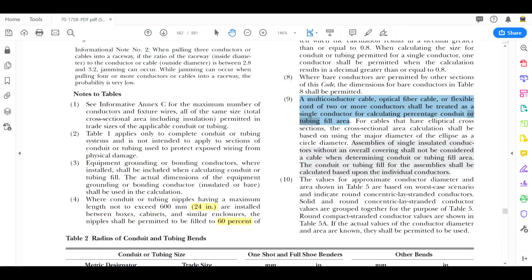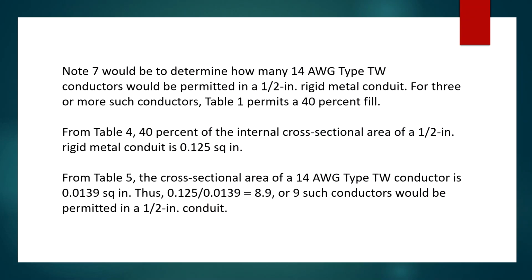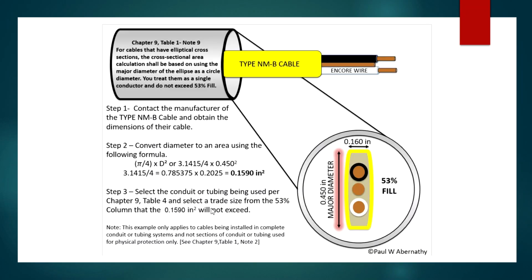Now, let's move on with that a little bit. And it says, well, what happens if we get a cable that has an elliptical cross-section? It says the cross-sectional area calculation shall be based on using the major diameter of the ellipse as the circle diameter. What in the world does that mean? So let's go to a graphic, and I'll give you an illustration.